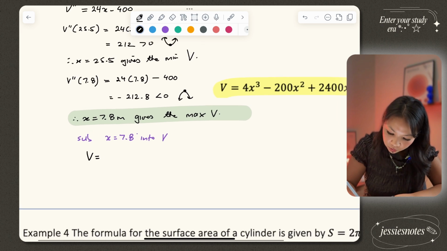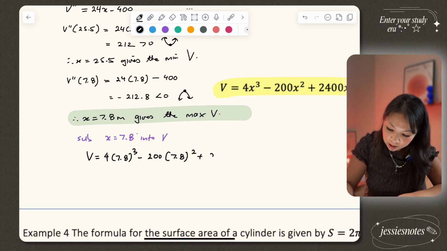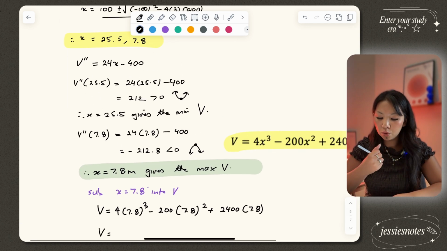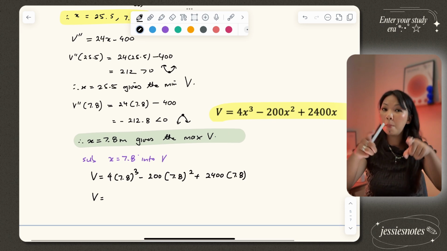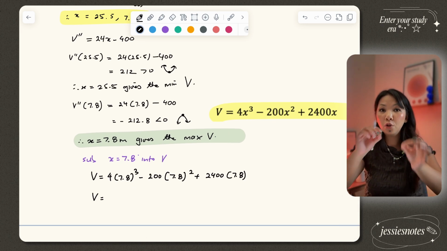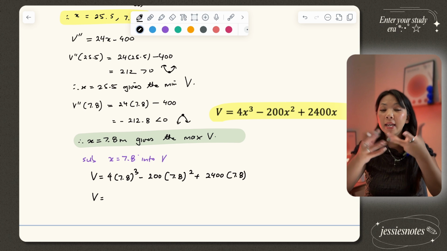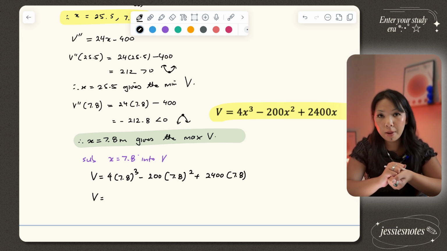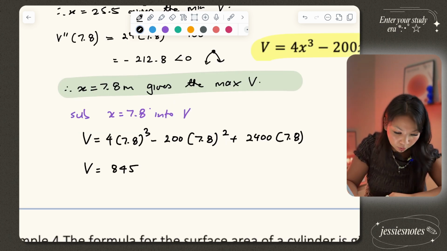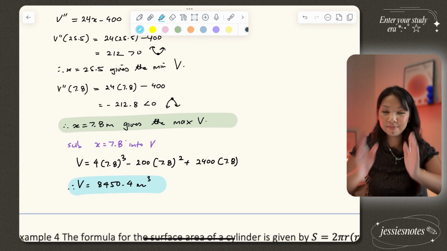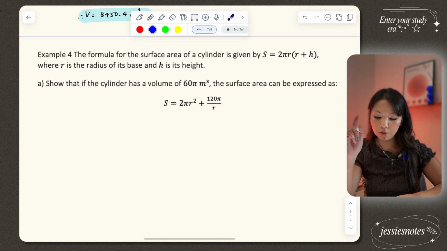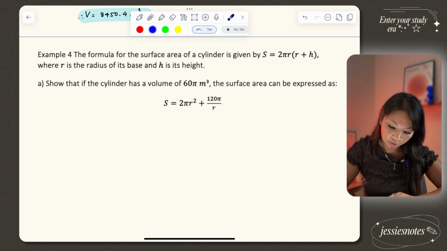So we get v equals 7.8 cubed minus 200 times 7.8 squared plus 2,400 times 7.8. And you do want to use the exact answer from the calculator, because if you just put in 7.8, you might get a rounding error, which will cost you a mark. This gives you 8,450.4 meters cubed. Beautiful. Now let's move on to the next question, example 4.